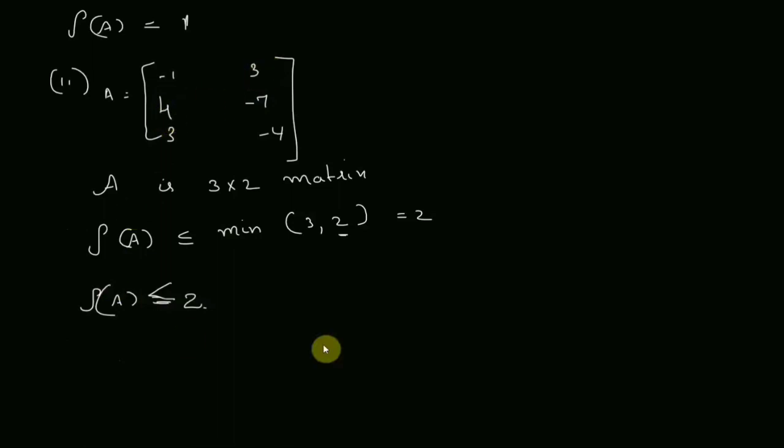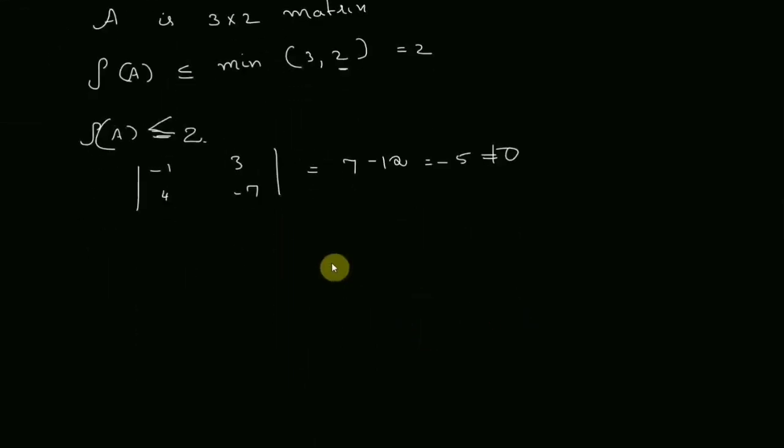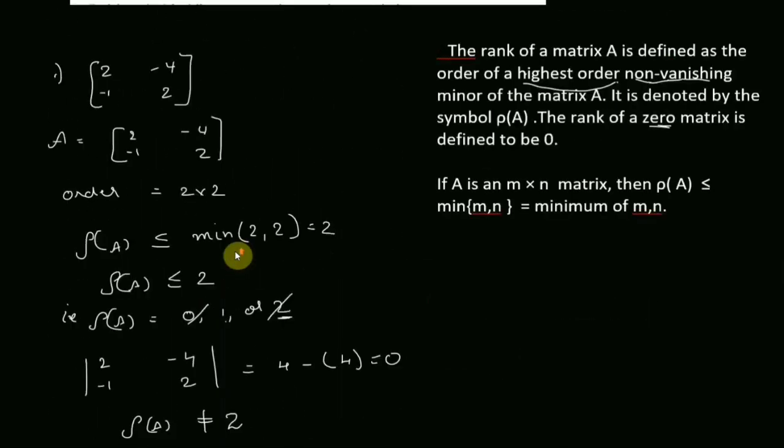So let us first check whether it is 2. There are so many 2 by 2 minors, so we have to find out whether any non-vanishing 2 by 2 minor is there. First let us check this: -1, 3, 4, -7. So 7 minus 12, that is equal to -5, not equal to 0. So we got a non-vanishing minor. Since we got a non-vanishing minor, what is the order of this non-vanishing minor? 2, isn't it? So it is the rank. The order of this non-vanishing minor is 2. Therefore, that is the rank of this matrix.